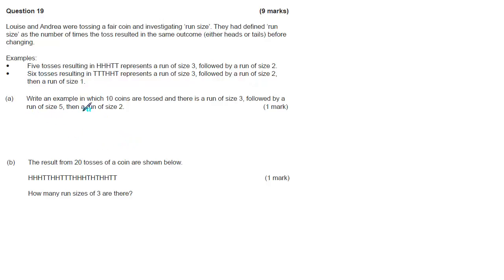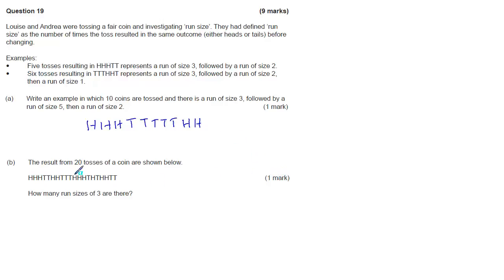We want to write an example in which 10 coins are tossed and there is a run size of 3, followed by a run size of 5, then a run size of 2. So I'm going to start with 3 heads. Then I want a run size of 5, so it needs to change to tails for 5. And then a run size of 2, so we need to change back to heads.